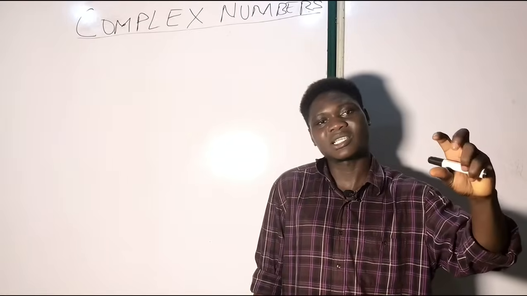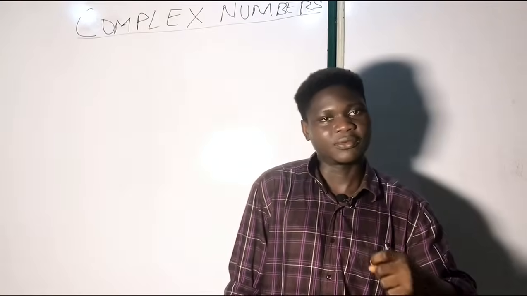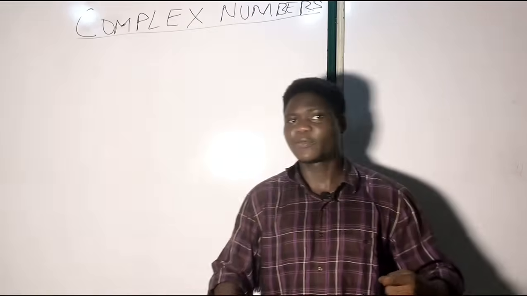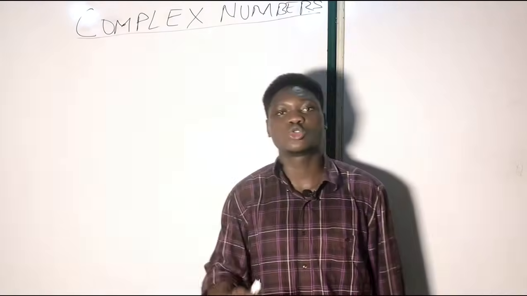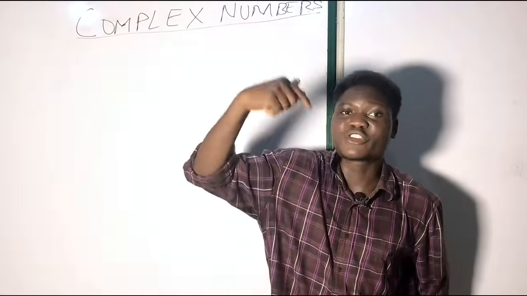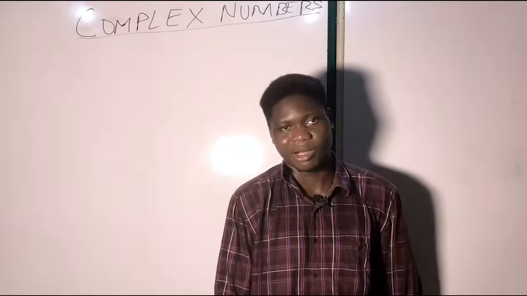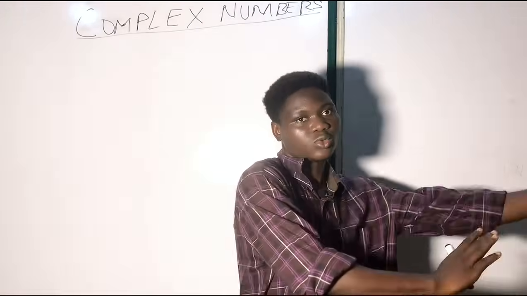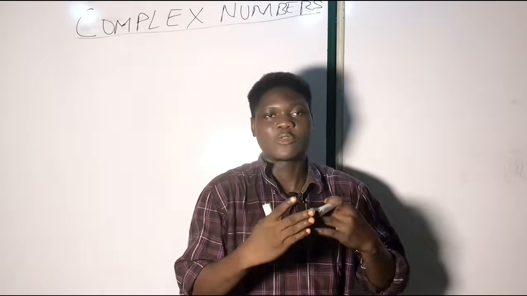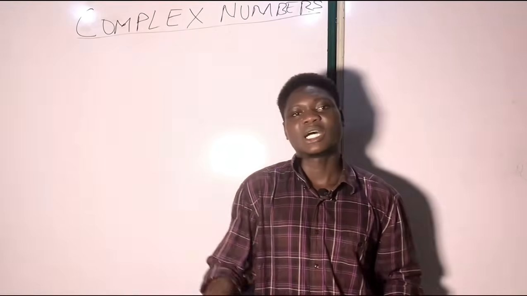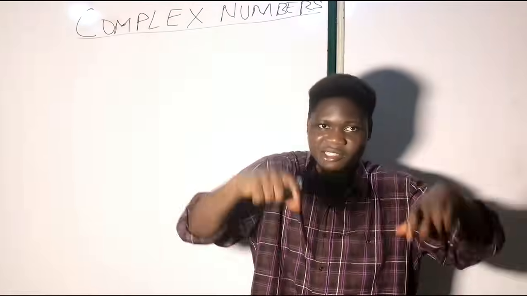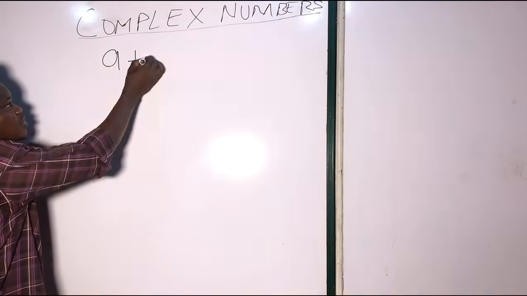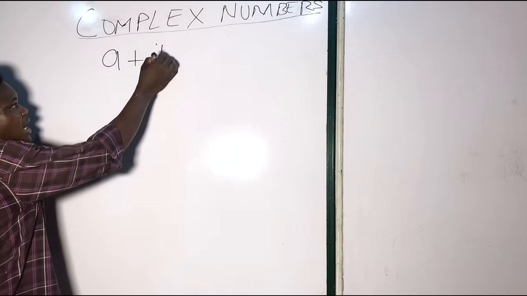Now complex numbers are divided into two. We have the real number and the imaginary number. So generally for this topic, complex number, we are going to talk about complex numbers with respect to the imaginary number. That is to say, we will not be talking about real numbers only. We'll be talking about complex numbers in a form where both the real number and the imaginary number are there. You get me? Now a complex number is usually given as a plus ib.